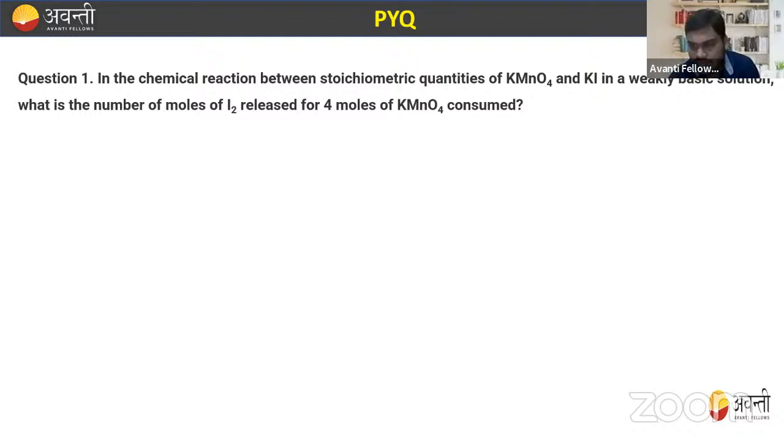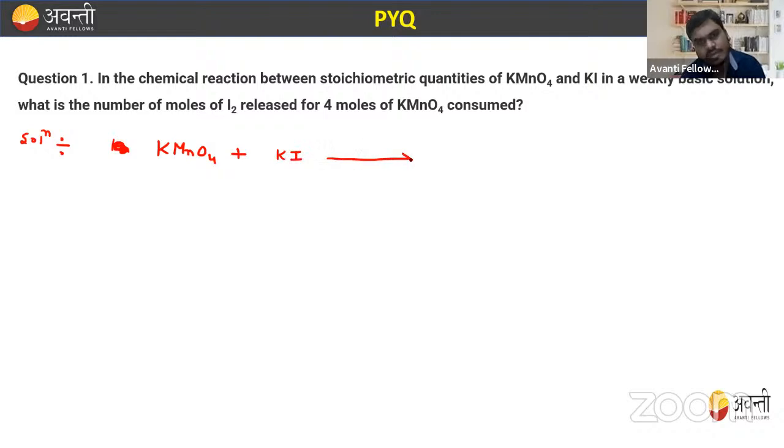So how will you solve this question, beta? Let me first write what the first step is for solving such questions. The first step is to write the balanced chemical equation, the chemical reaction between KMnO4 and KI. So this is KMnO4, and it reacts with KI.